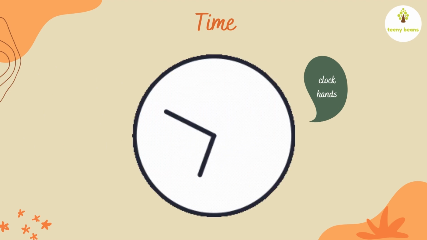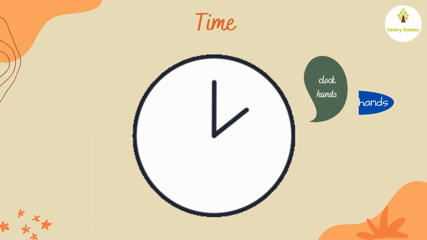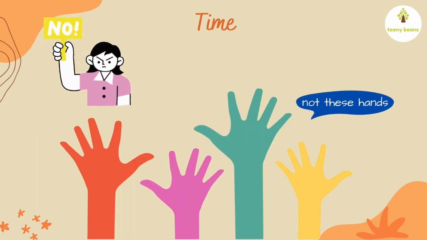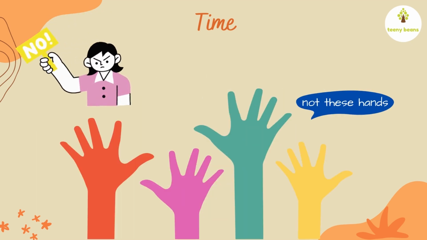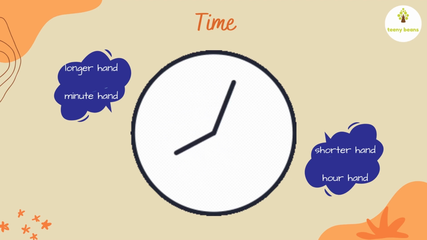Now, these are the clock hands. Don't confuse these with the hands with which we eat our food. One hand is short and the other hand is long. The longer hand is the minute hand and the shorter hand designates the hour. The hour hand tells us what hour it is. It points to the number that the time is or the hour that has most recently passed.